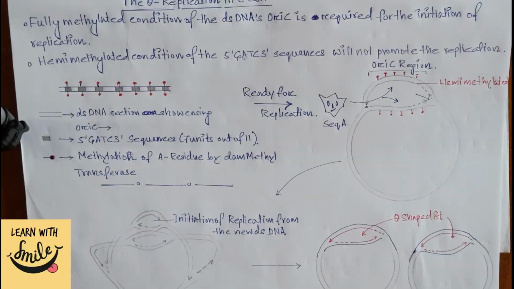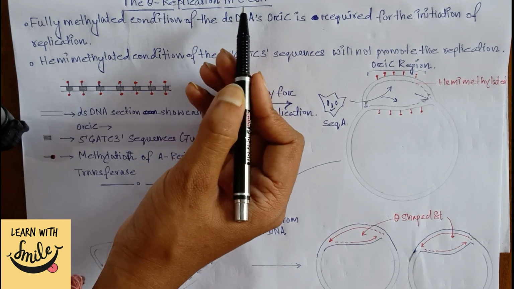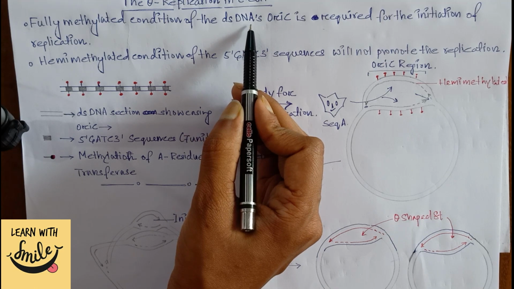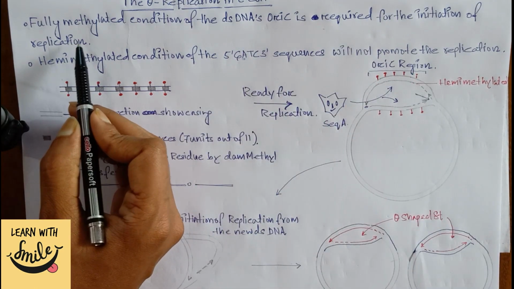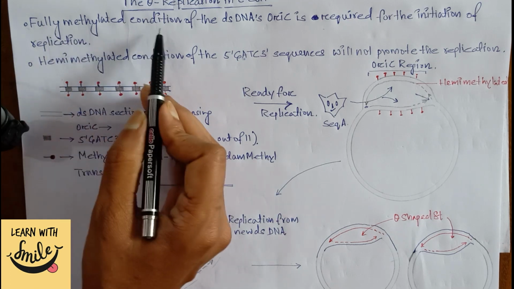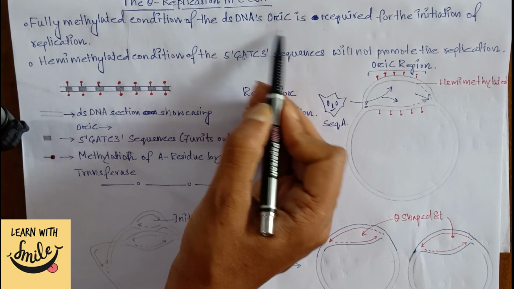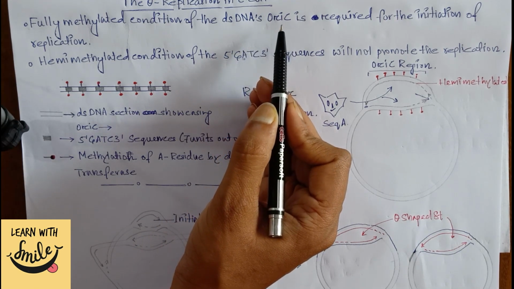Let's analyze another beautiful phenomenon that occurs during the replication of the prokaryotes, more specifically in E. coli, that is, the theta replication in E. coli. As stated earlier, a fully methylated condition of the double-stranded DNA of OriC is required for the initiation of the replication. What I mean by fully methylated condition of the double-stranded DNA of OriC is, within the OriC, there are various repetitive sequences present.